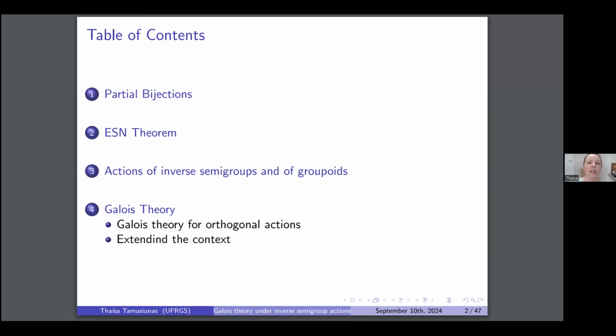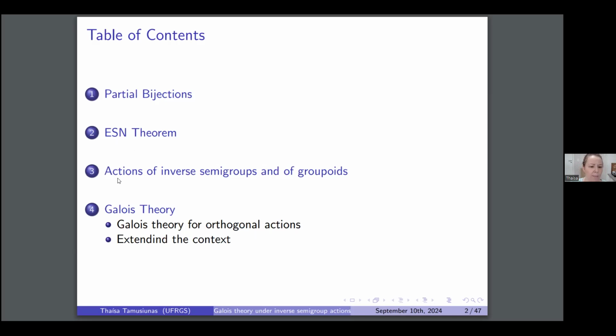Well, I organized the presentation first speaking quickly about partial bijections, just as motivation. Then I will talk about the ESN theorem, and I thought this is relevant because we use this theorem here in Galois theory for orthogonal actions.